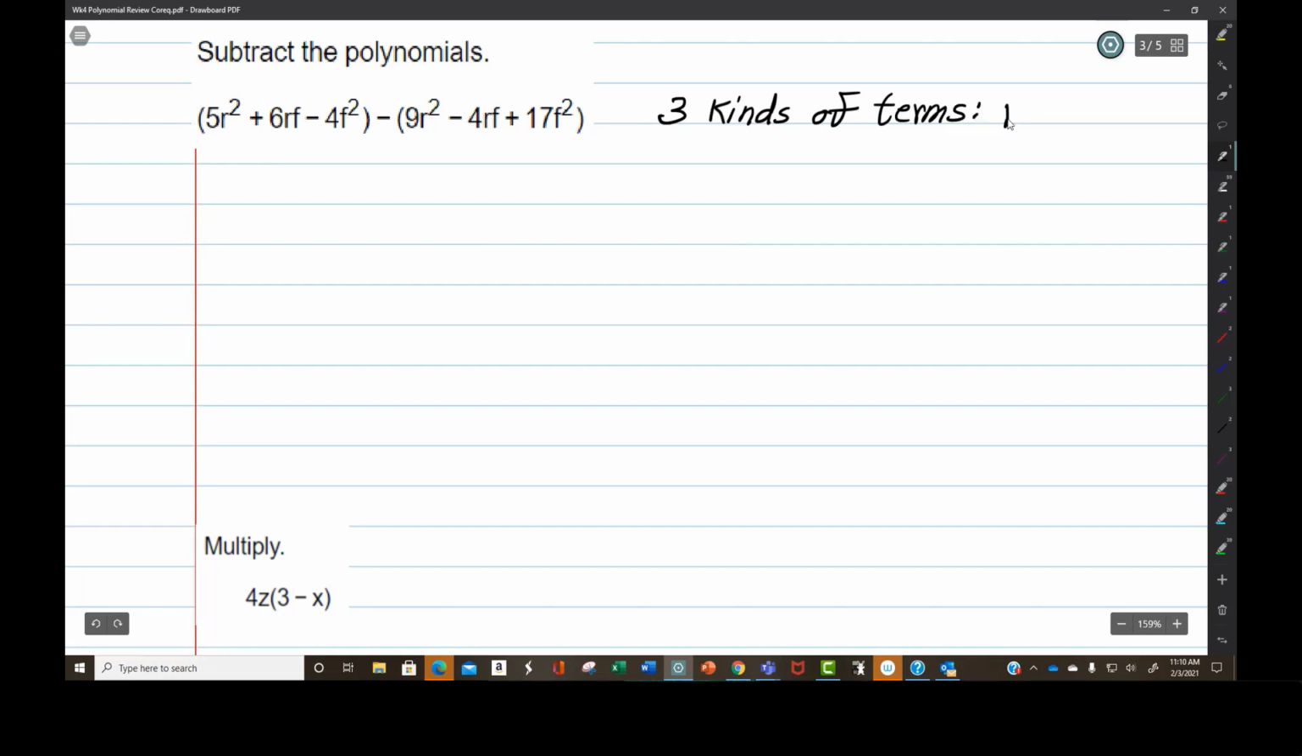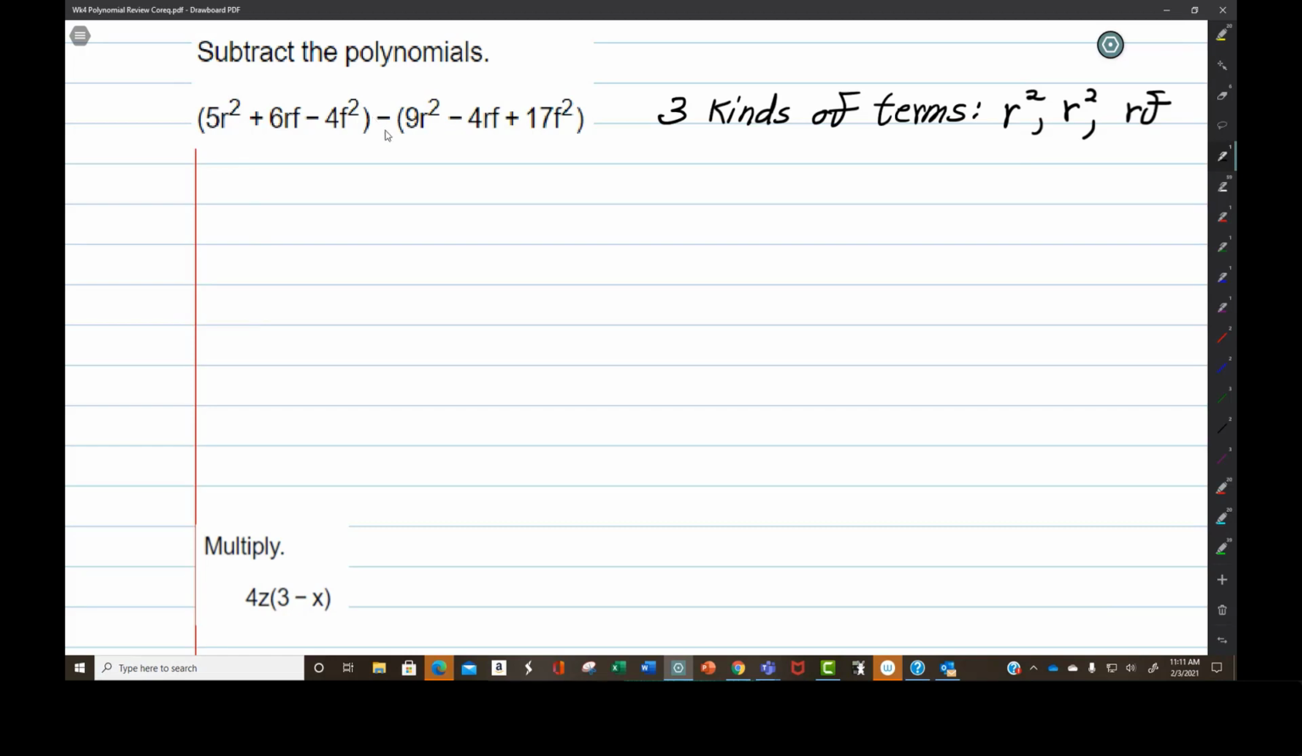You have r squared terms. You have f squared terms. And you have rf terms. How very strange. But we're going to treat them just as though they were X, Y, and Z, which would be, you know, easier to do.